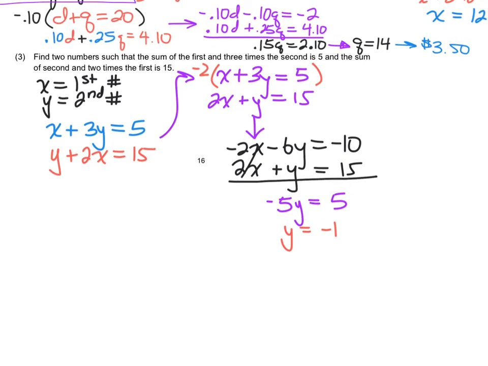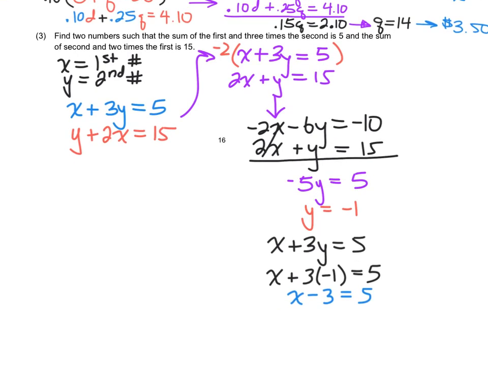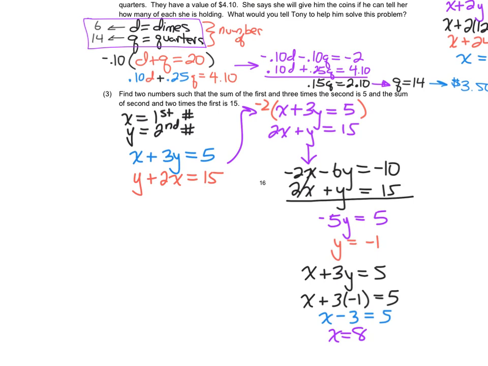So I just need x. So x plus 3y, I'll take that one. Really doesn't matter in this case, they're both kind of funky. X plus 3 times -1 equals 5. So that's the same as x minus 3 equals 5. And so x is equal to 8. All right, so I would conclude that my first number is 8 and my second number is -1.